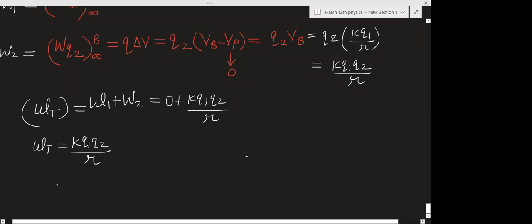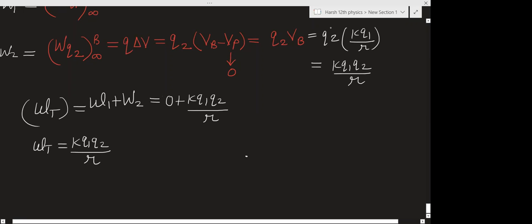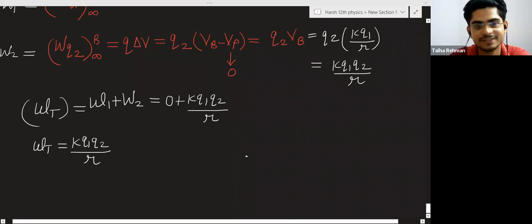So this is Coulomb's law, right? It can be written as Coulomb's law, right? Because it's K Q1 Q2 by R. Oh, it's R square. Yeah. This is physics. What is happening here?